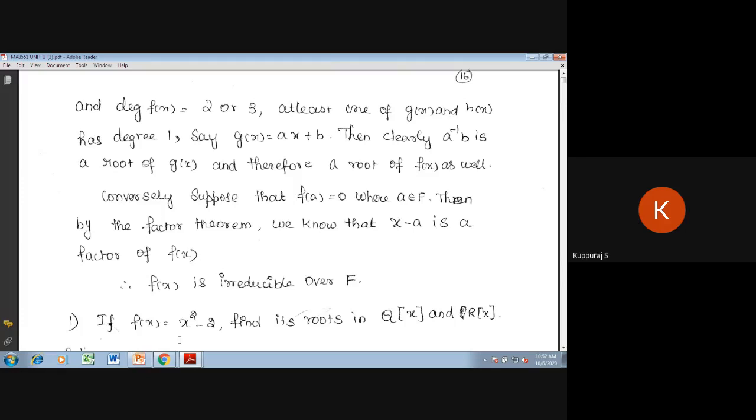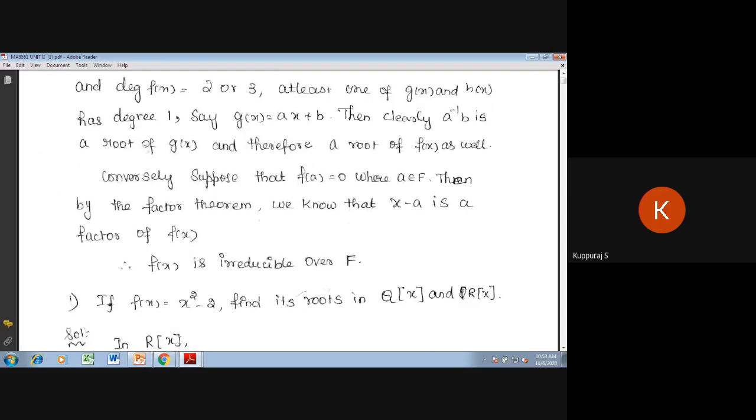Therefore, if g of x has a root, that value is also the root of f of x, since f of x is equal to g of x times h of x. Okay, you have found the root of g of x. Automatically that value will be the root of f of x.